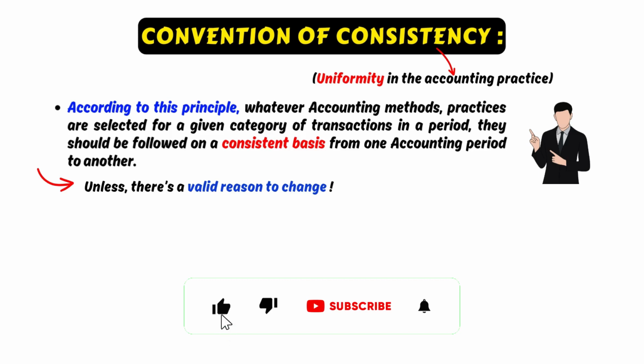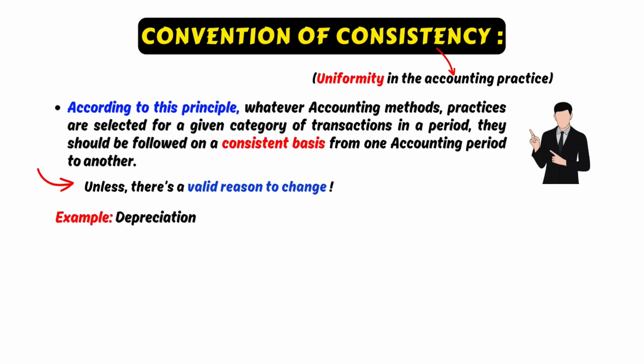So that implies uniform accounting practices must be followed by an accountant in an organization. Let me give you an example. Suppose a company purchases a fixed asset, machinery, and as per the accounting rule, the company has to charge depreciation on its fixed assets. And there are various reasons why it is charged, right? We will get through it while studying depreciation in detail. For now, let's just say to charge depreciation, it is necessary to calculate its amount, okay?